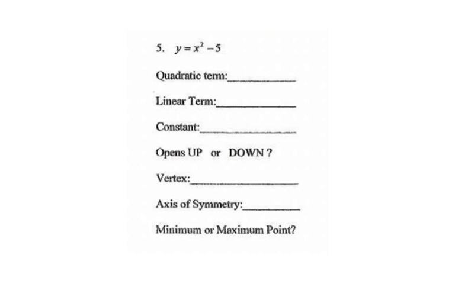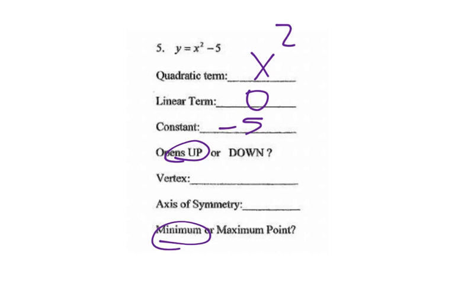Number 5, your quadratic term is x squared. There is no x, so there's not a linear term, so you need to put 0. The constant is negative 5. X squared is positive, so it opens up and has a minimum. Go to y equal, clear it out. X squared minus 5. Look at your graph. Find your vertex. Second, calc, number 3 for minimum. Get to the left, enter. Get to the right, enter, enter.